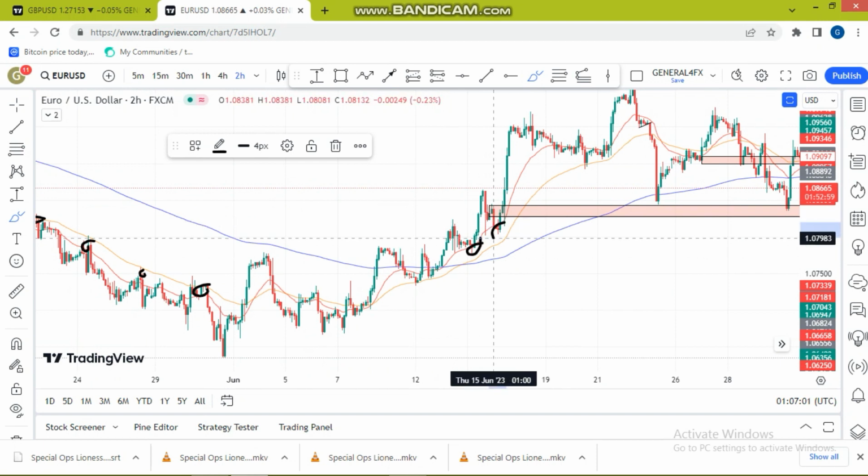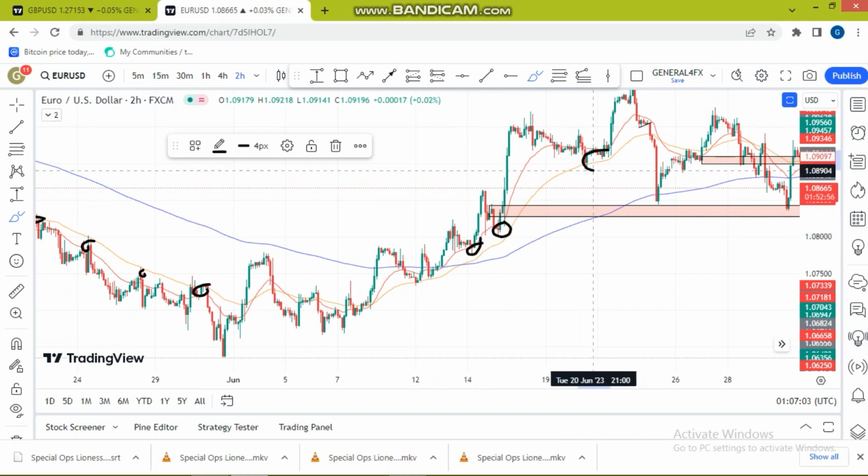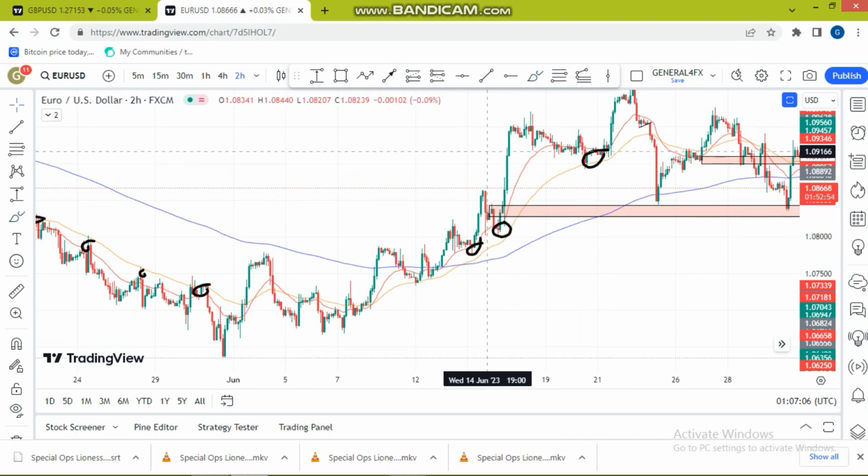Area of value here, area of value here, area of value here. Basically, you want to take these trades not based on the touch alone, but based on other factors.